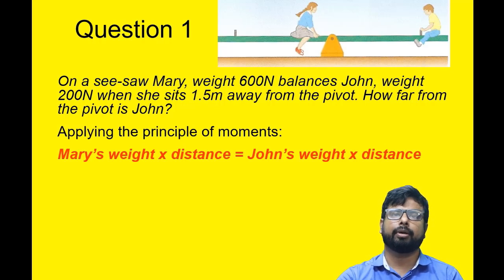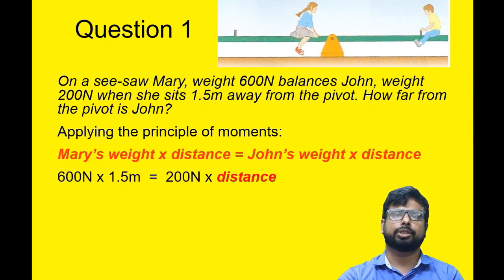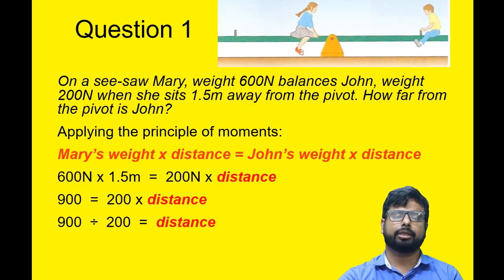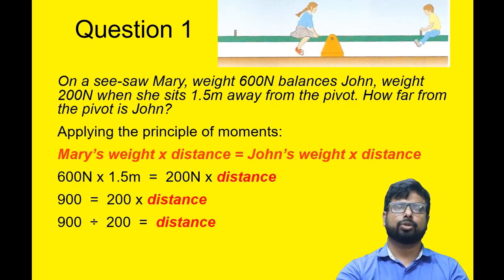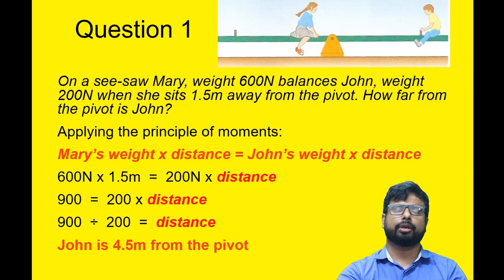So here Mary's weight is 600 Newton and perpendicular distance 1.5. So 600 into 1.5 equal to John's weight 200 Newton and distance, we have to find out the distance here. So 900 equal to 200 into distance. So 900 divided by 200 equal to distance. So John is 4.5 meter from the pivot.